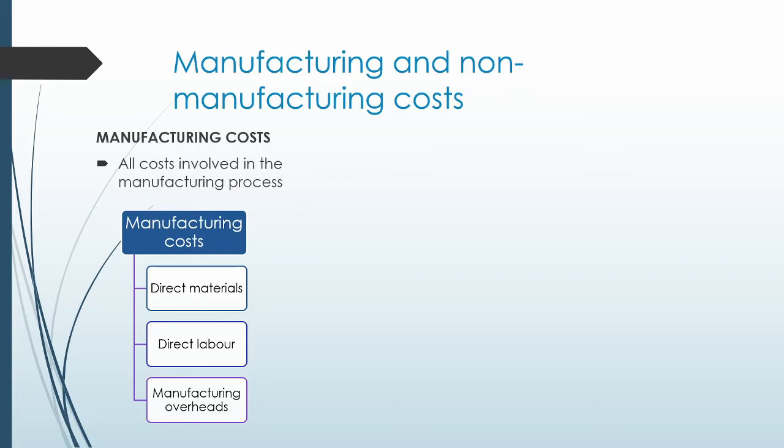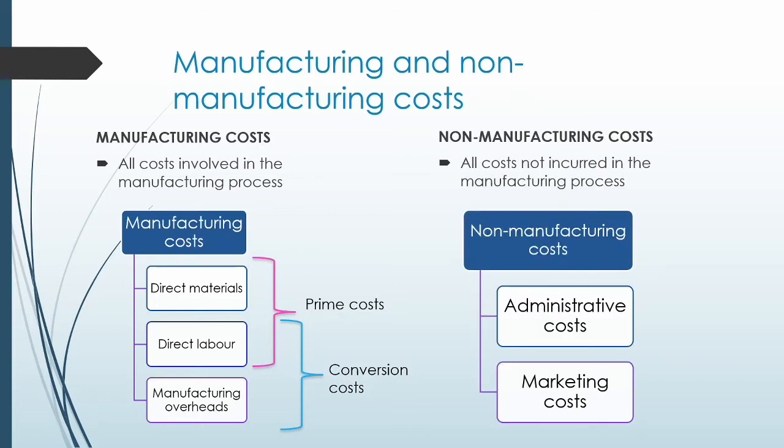Now, there are 2 further classifications we need to be aware of here. Our first is prime costs. These are all our direct manufacturing costs. Our second is conversion costs. These are the costs of converting our direct materials into our finished product and comprise the direct labor and the manufacturing overheads. On the other hand, we have our non-manufacturing costs.